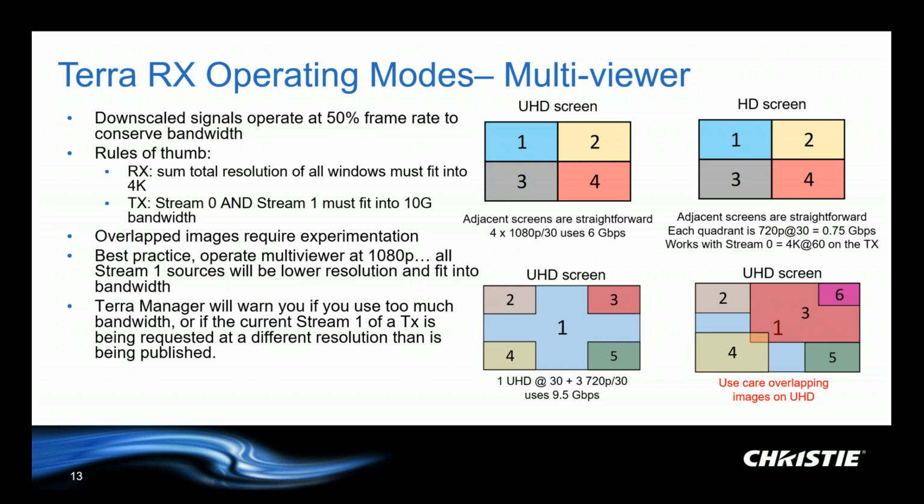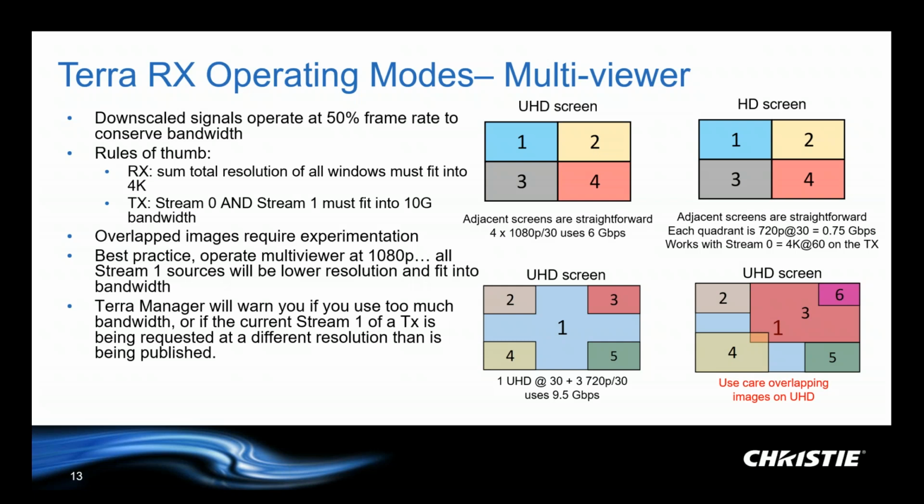And there are a couple of rules of thumb that you need to understand to be able to use the multi-viewer without running into too many issues, because obviously you can't go over 10 gigabytes being published on the TX. So 4K 60 is taking up 8.5 gigabytes. If you want the thumbnail or stream 0 to be 1920 by 1080, even at 30 frames a second, that's going to take up at least 1.5 gigabytes. So there's a very good chance that won't fit into the 10 gigabyte bandwidth that the TX is publishing on the network.